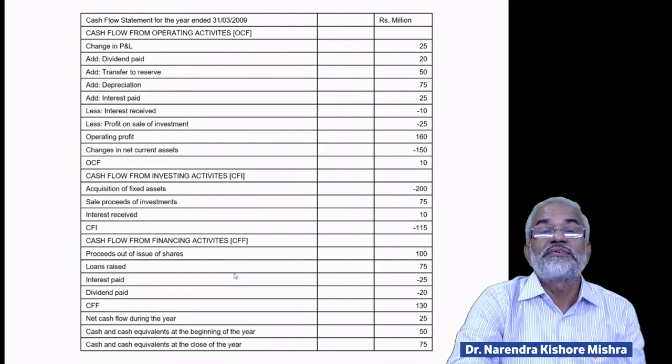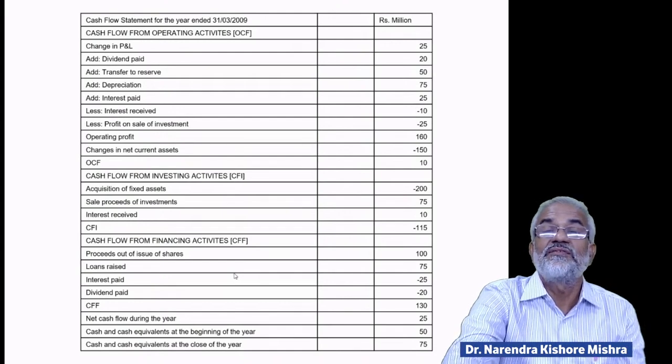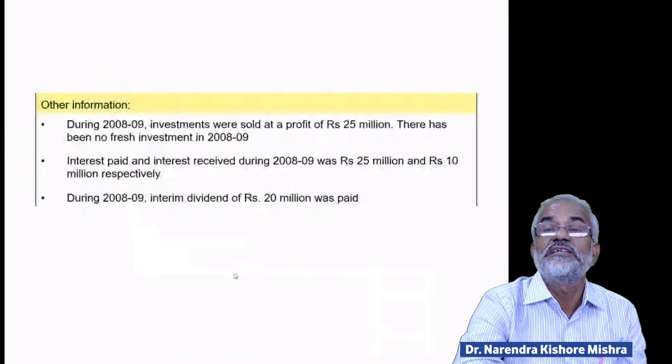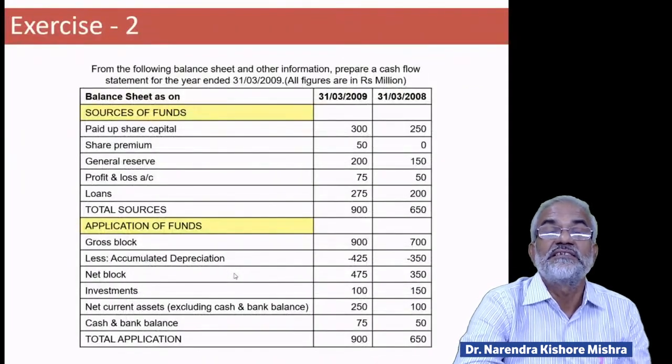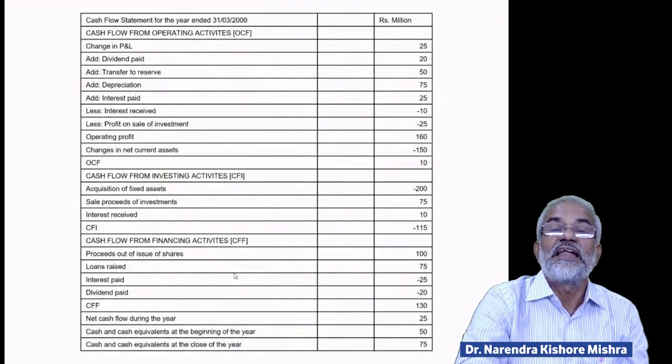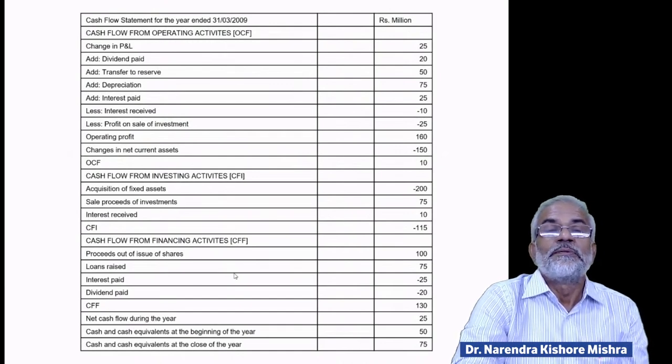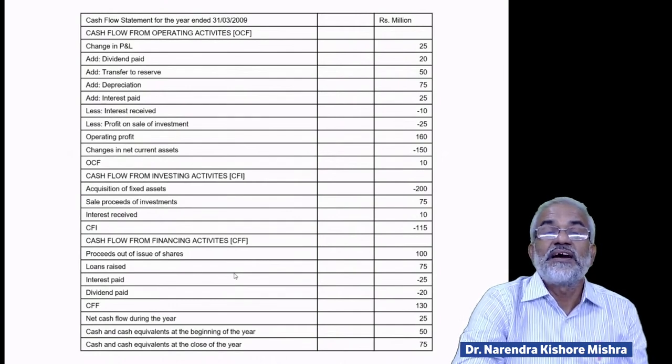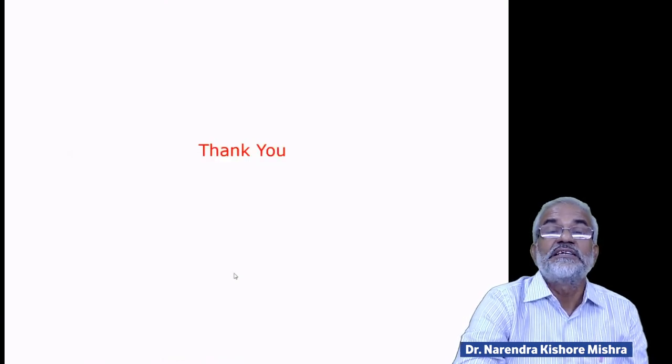Accordingly, the flow of cash from investing activities is taken into consideration. Acquisition of fixed assets is 200. Gross block was 700 at the beginning and 900 at the end, meaning 200. 200 is considered here. Acquisition of fixed assets results in an outflow of cash, so the figure is shown as a negative figure. Sale proceeds of investment, that is 75.